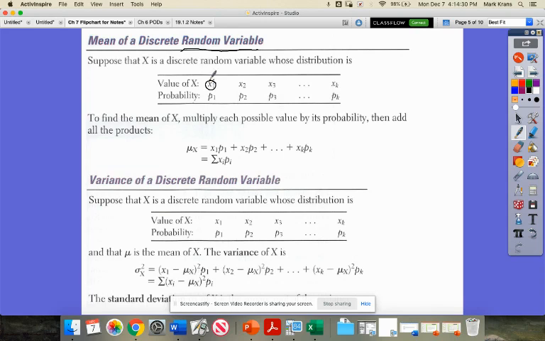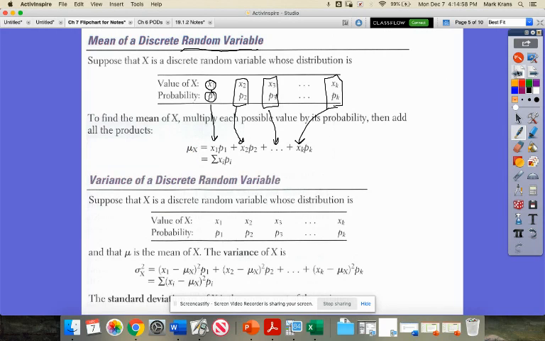So the value times the probability gives x1, p1. You multiply this times this, and that goes there. Then you multiply these two, and then you add it. And then you multiply these two, and then you add it. And you keep going until you get to the very end. Multiply them and add it. And then you get the sum of all of the xi's times pi's. This is the mean of a random variable. It's also called the expected value.